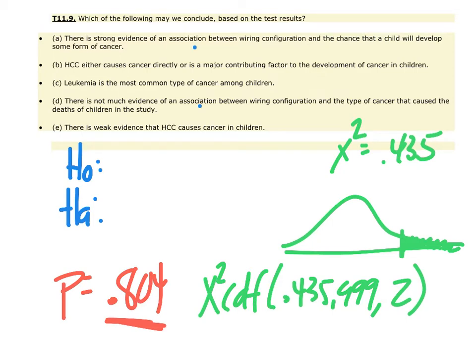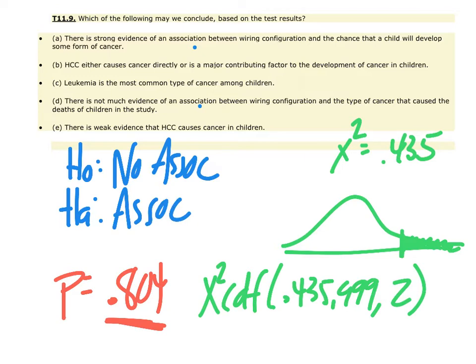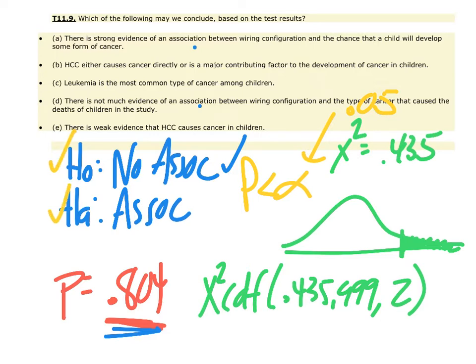H sub 0 for that would say that there is no association, but H sub A would say that there is an association. So this p-value again reflects the probability of our statistic given the fact that there would be no association. How do we evaluate it? We would just say here that the p is less than alpha. Again, we're going to default alpha at 0.05. It's the standard value to use. Because p is less than alpha, we fail to reject H sub 0, and we cannot conclude H sub A.